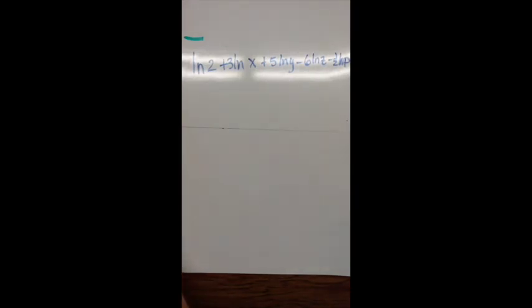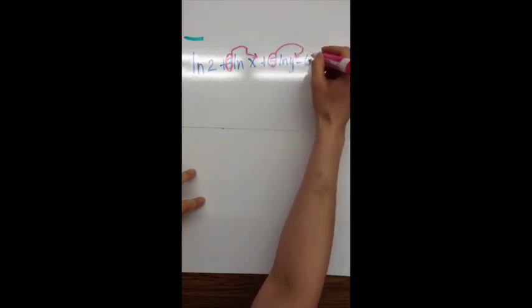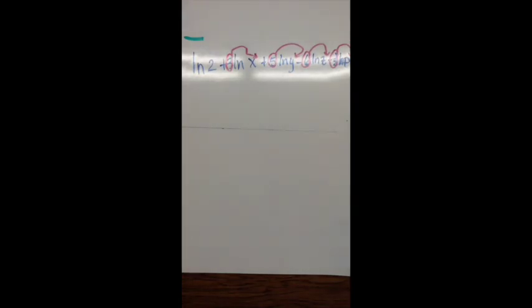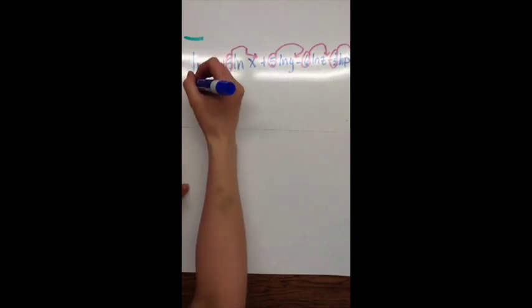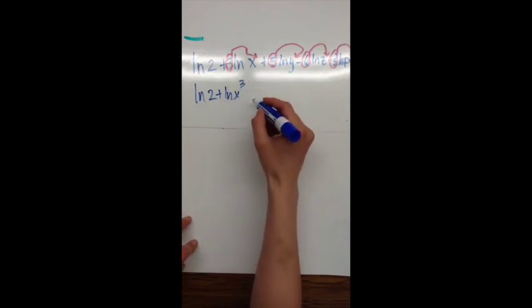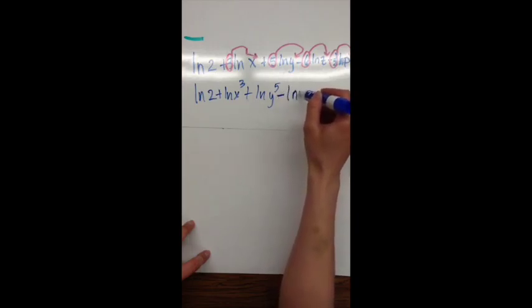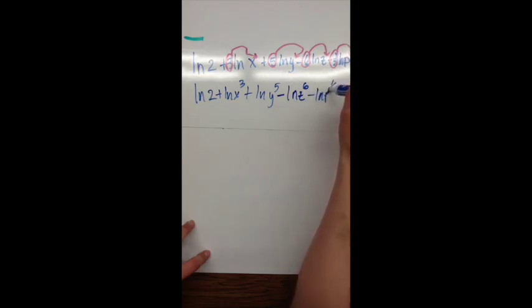So here I'm going to take all of the numbers that are in front of the natural log, and I'm going to make them into powers for the of spot. There, there, there, and there. Okay. So then this is going to turn into, notice on this one that we've mixed numbers and letters. So we have a number here, and these are all variables, which is fine. So I have natural log 2 plus natural log x cubed plus natural log y to the 5th minus natural log z to the 6th minus natural log p to the 1/2.